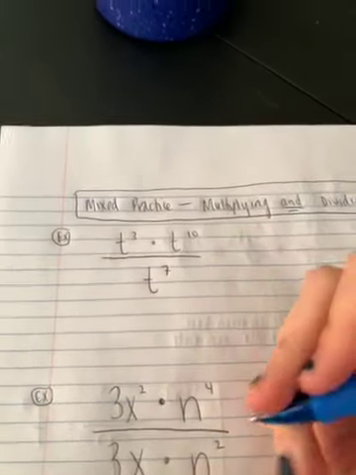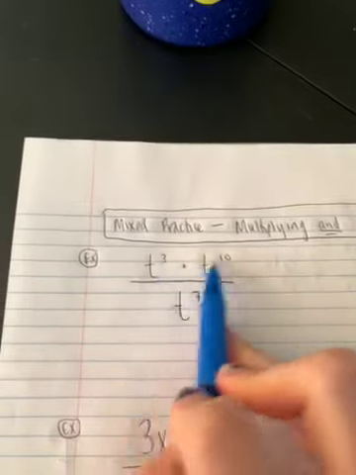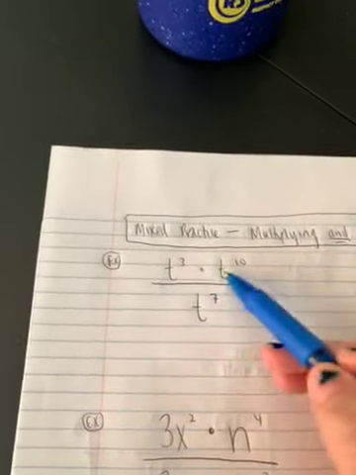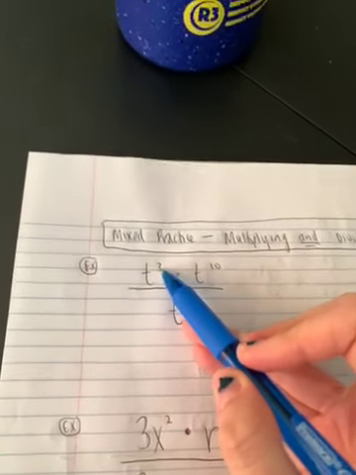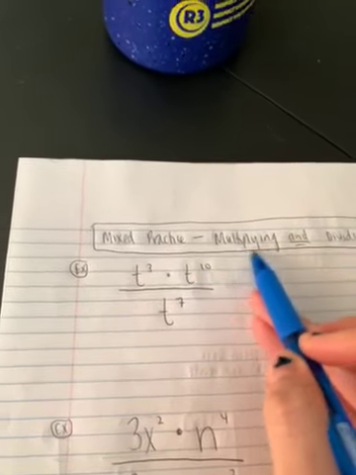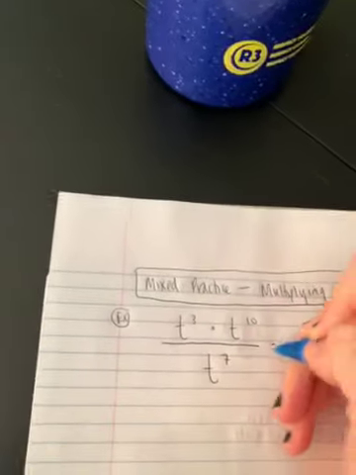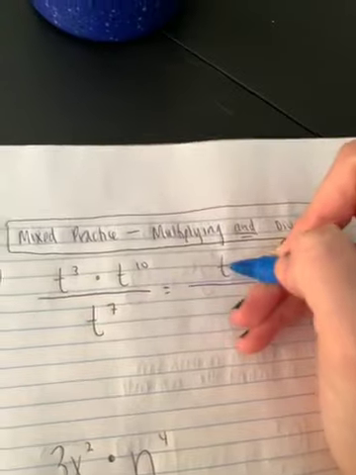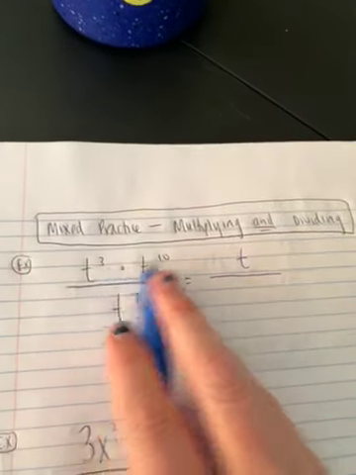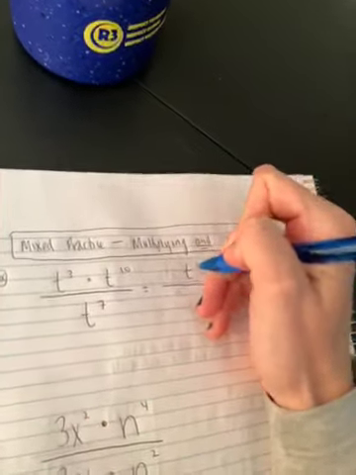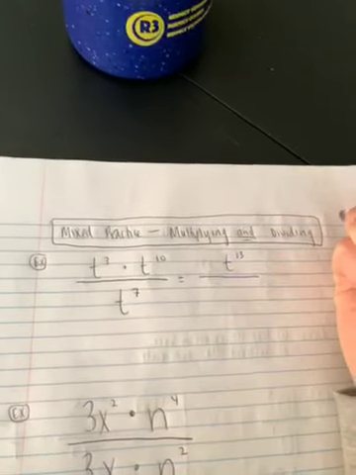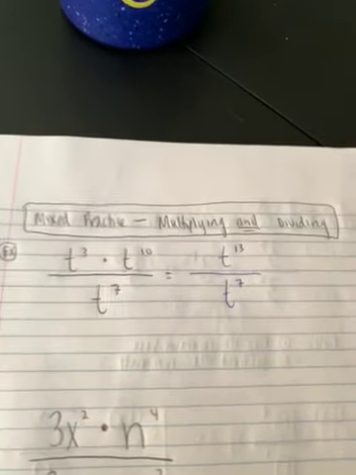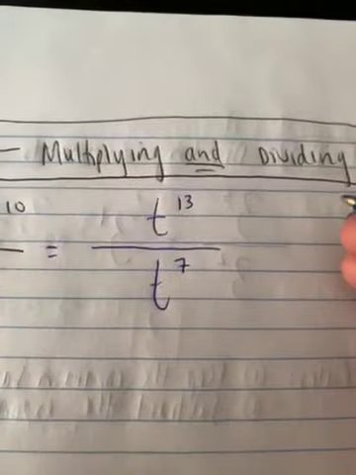Couple different ways you could solve this problem. I always like to find my numerator, and if I can condense my numerator, I'm going to do that. So here I'm going to combine t to the third times t to the 10th using my multiplication rule. So this is going to give me, I'm going to keep the common base, which is t, and then remember, multiplying, I'm going to add my exponents. So 3 plus 10 gives me t to the 13th, and now I'm just going to bring down my t to the 7th.